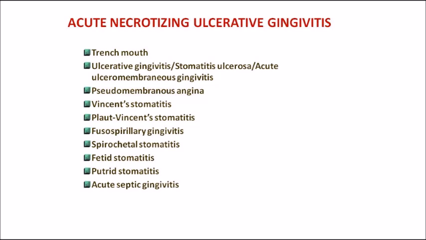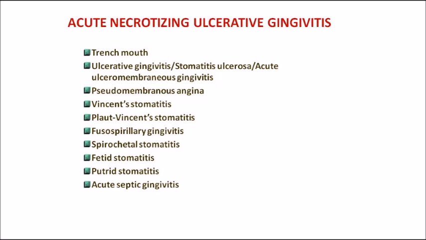ANUG has a lot of synonyms. Whenever you hear any of these, you should conclude that it is ANUG. No one is going to ask you which are the synonyms of ANUG, but be familiar. One is trench mouth. It was called trench mouth because it was found in soldiers who used to live in the narrow trenches during wartime. Out of stress, they were developing this ANUG. So one is trench mouth.